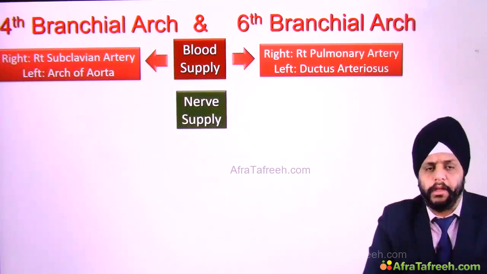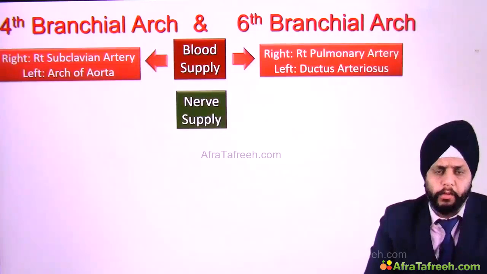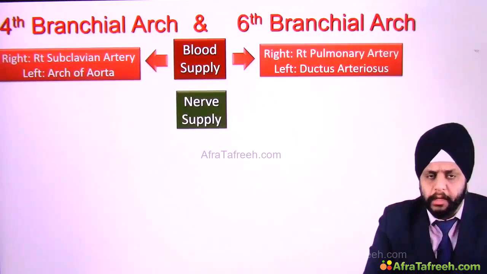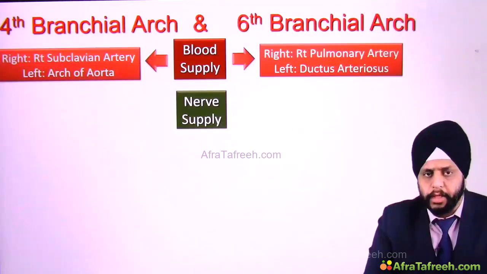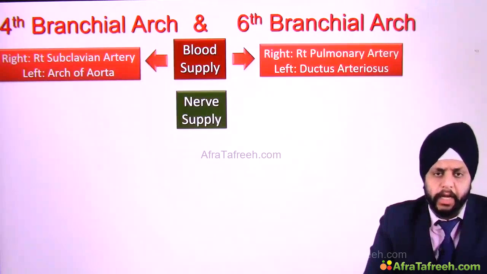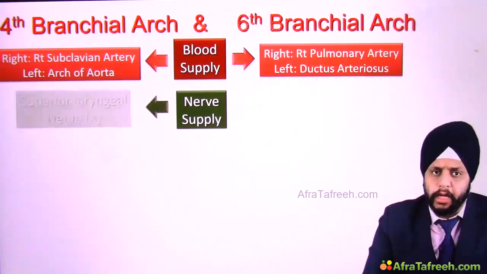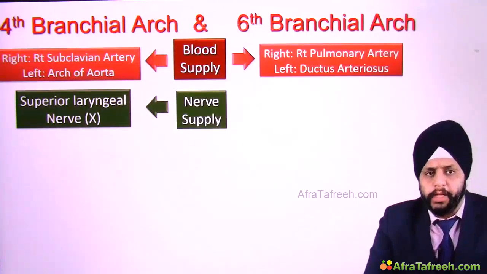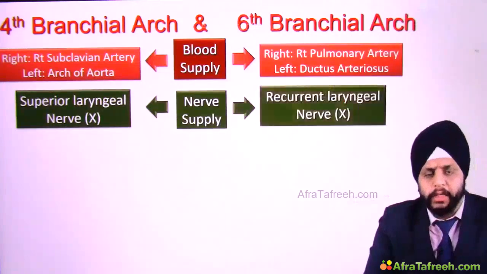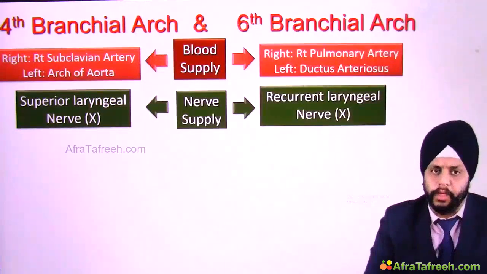Now, let's talk about the nerve supply. Both these arches, fourth and sixth arch, are supplied by vagus, the 10th cranial nerve. Now, remember the vagus has two terminal branches, superior laryngeal nerve and recurrent laryngeal nerve. So, the fourth arch is supplied by superior laryngeal nerve branch of vagus and the sixth arch is supplied by recurrent laryngeal nerve, again branch of vagus.